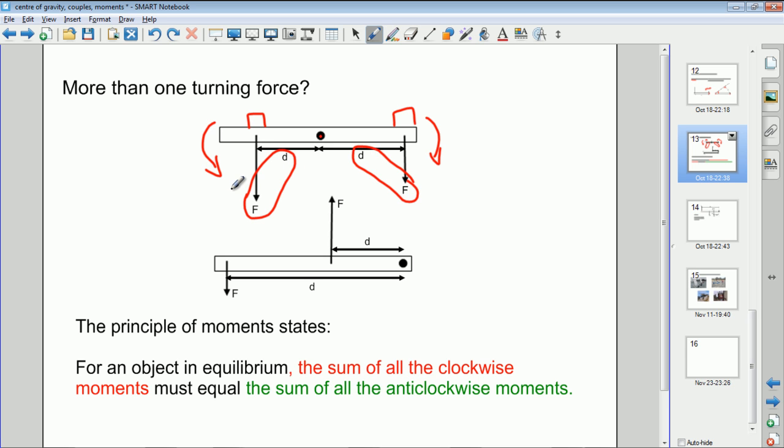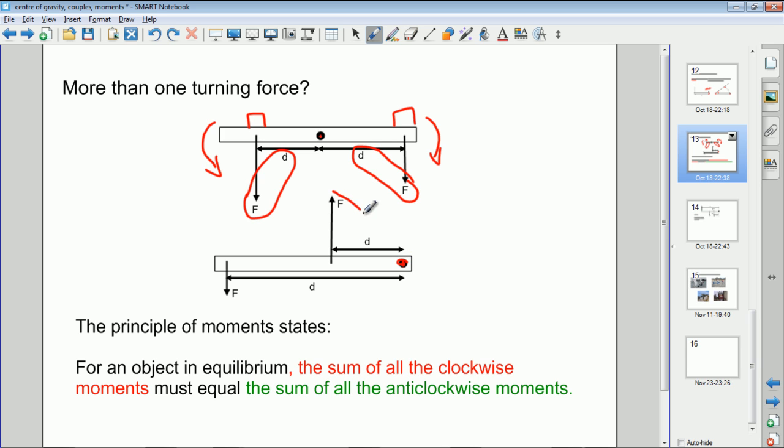And we say that this one is an anti-clockwise moment because it will tend to turn the object in the anti-clockwise direction. So this is a clockwise moment and this is an anti-clockwise moment. If we look at this situation down here, we've got the same thing but in a slightly different configuration. So here's the pivot at the end of the object this time.